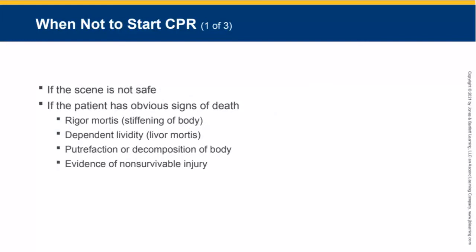Now, when not to start CPR? If the scene is not safe, if the patient has obvious signs of death, which include rigor mortis, which is stiffening of the body, dependent lividity or livor mortis, which is the pooling of body fluids in the lower portion of the body, putrefaction or decomposition of the body, the tissues start to rot, evidence of non-survivable injury, so the head gone, or the body is in pieces, or something goes straight through the chest where the heart is. If death is obvious, don't do any CPR.